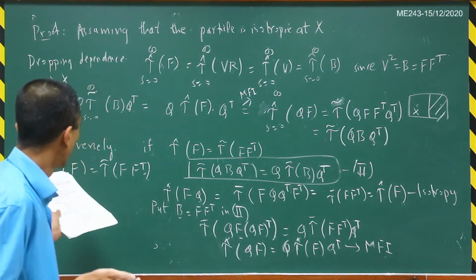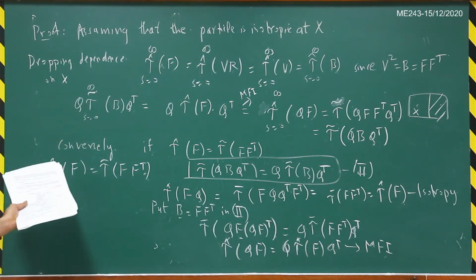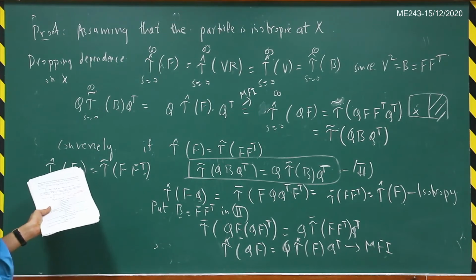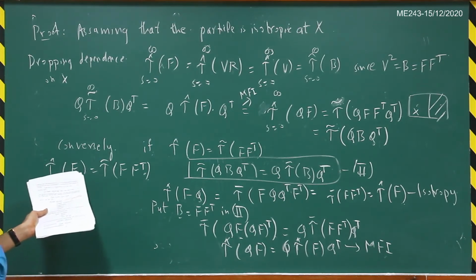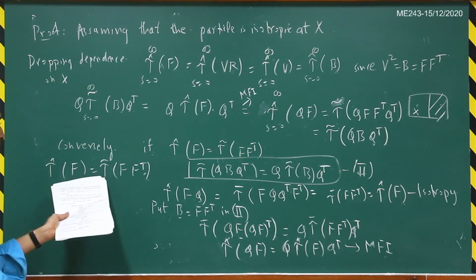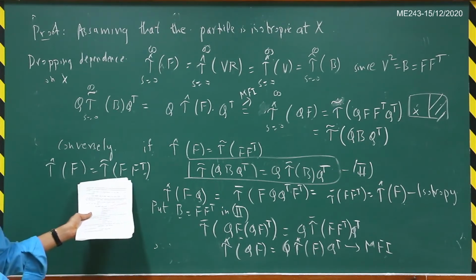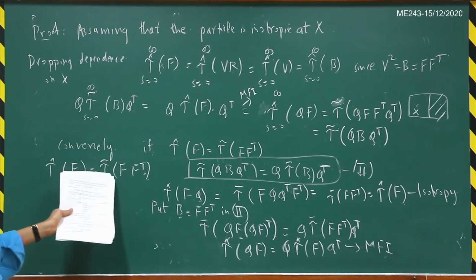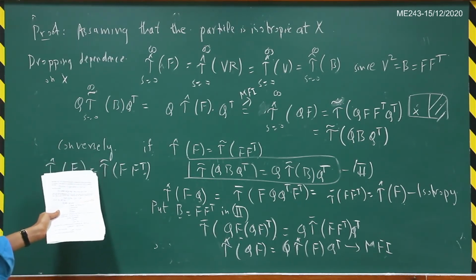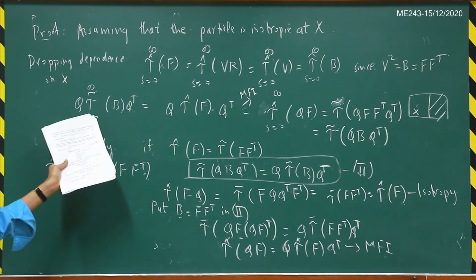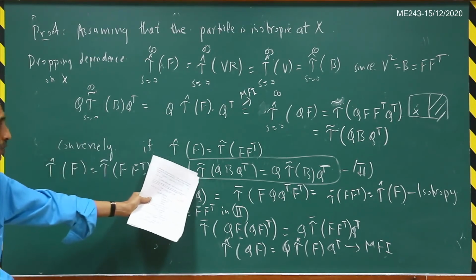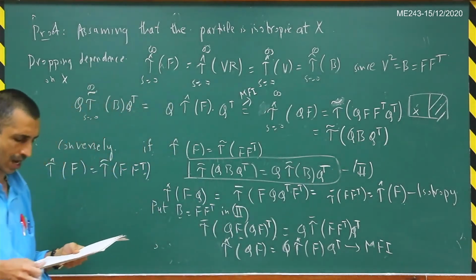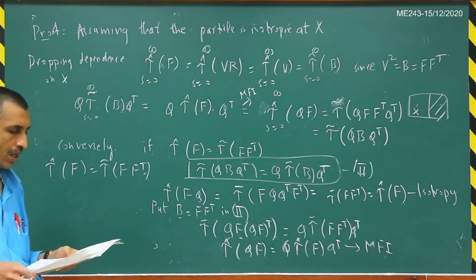And here, what we have shown is that the Cauchy stress in an isotropic material, not an arbitrary material, but an isotropic material, will depend on the left Cauchy-Green strain tensor, right? So through this particular relation, and this tau tilde has to satisfy this particular relation here, right? This particular relation: tau tilde of Q B Q transpose is Q times tau tilde of B times Q transpose here. Fine.